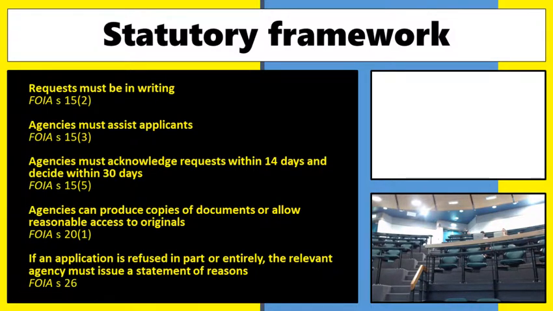So, government has some information. I want it. What do I need to do? Well, first thing I've got to do is make a request. They have to be done in writing. You can't do it over the phone. You can do it in email, I'm not sure, I'd have to double check that. But it has to be in writing, but it does not have to be in a prescribed specific form, at least not under the statutory regime.